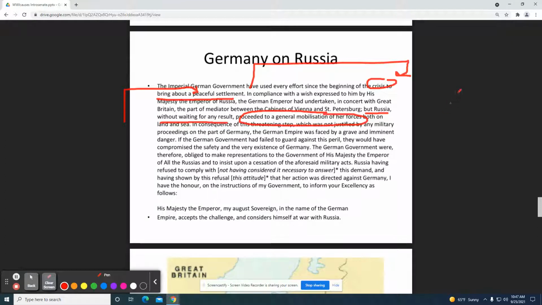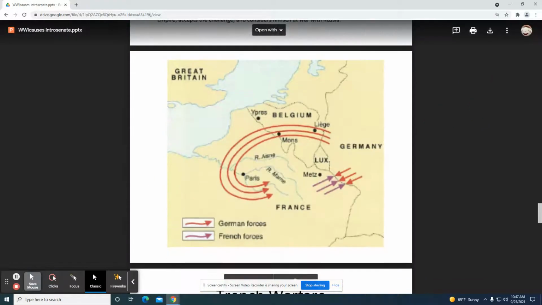So what they're saying here is Ferdinand was assassinated. Here he is. And then Germany tried to resolve this by peace. It's supposed to be a peace symbol. Somebody's hand. Peace. But Russia started to send her forces in preparation of war. So because of that, Germany has declared war on Russia. They say here, Germany accepts the challenge and considers himself at war with Russia.